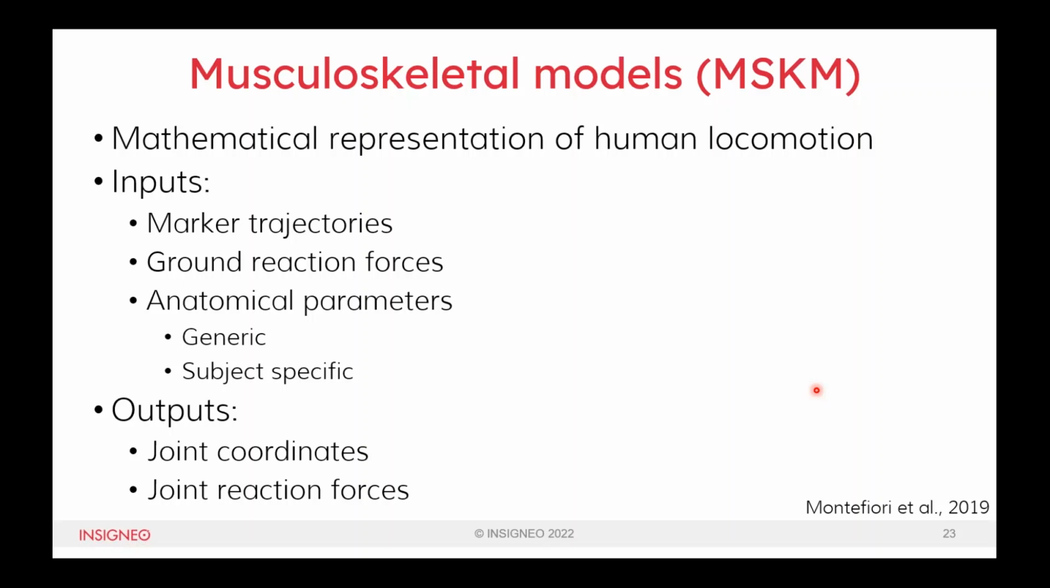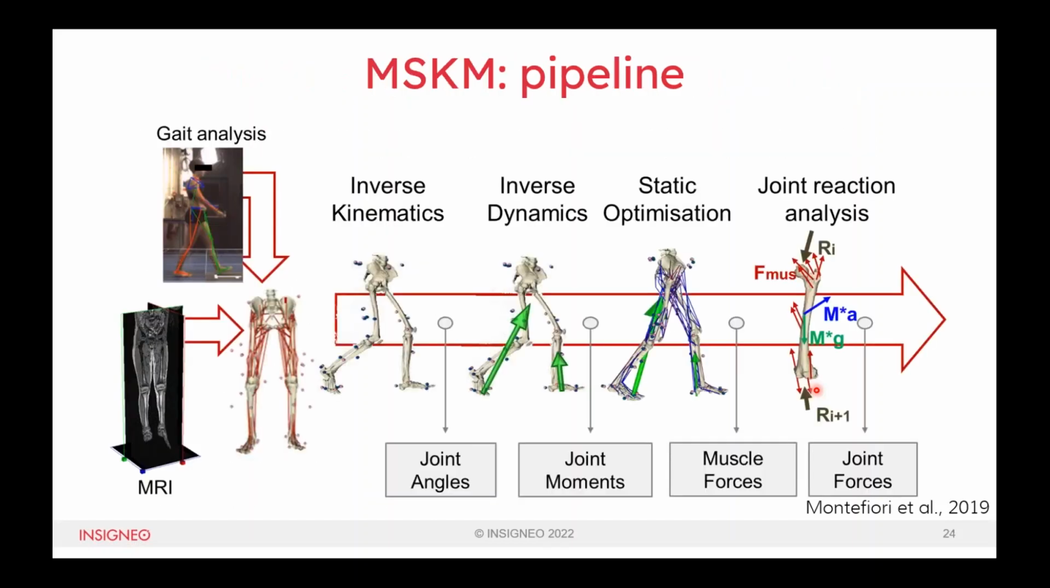Now, as you can imagine, a musculoskeletal model needs a combination of input and provides a number of different outputs. And now I will only give you a high-level description of the modeling pipeline. If you're interested, you can send me an email and I can provide you with more details. So the input of the musculoskeletal model are the trajectories of the body segments during a locomotion task, and these are measured using a set of cameras.